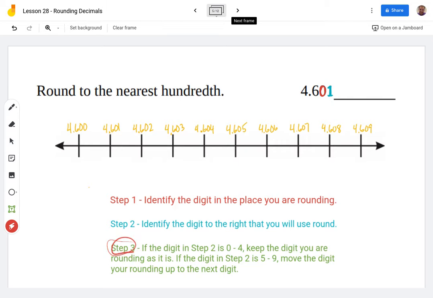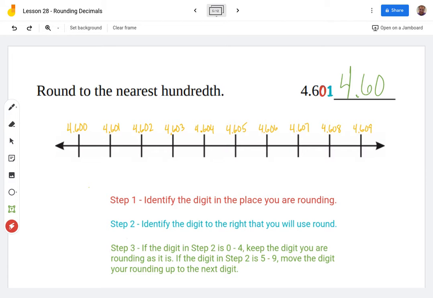So step 3, if that digit in step 2 is 0 to 4, and a 1 is between 0 and 4, keep the digit we're rounding as it is. Well, that means we keep the 0 as it is. So our final answer, rounded, is 4 and 60 hundredths. Or now, because our number ends in a 0, we could also write 4 and 6 tenths, and that would also be correct. But I'll leave it as 4 and 60 hundredths for clarity.